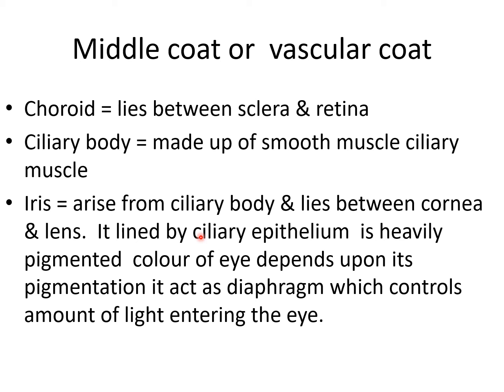So the iris arises from the ciliary body. It lies between the cornea and the lens. It is lined by the ciliary epithelium and is heavily pigmented; the color of the eye is dependent upon its pigmentation. It acts as a diaphragm, which controls the amount of light entering the eye. So this part is given the name middle coat, or the vascular coat.